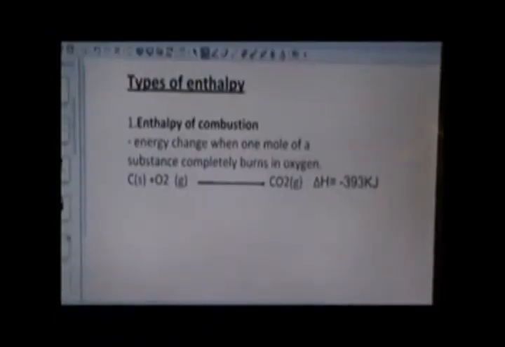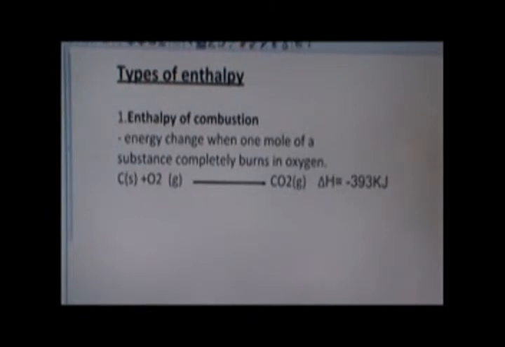Now, let's look at the types of enthalpy. We have the enthalpy of combustion, and this is the energy change when a substance is being burnt in oxygen. Now let's take a very common example here. We have carbon being burnt in oxygen to form carbon dioxide. And what happens is that heat is released. You see the delta H here is negative. So heat is being released, and it releases a very large amount of heat of 393 kilojoules.